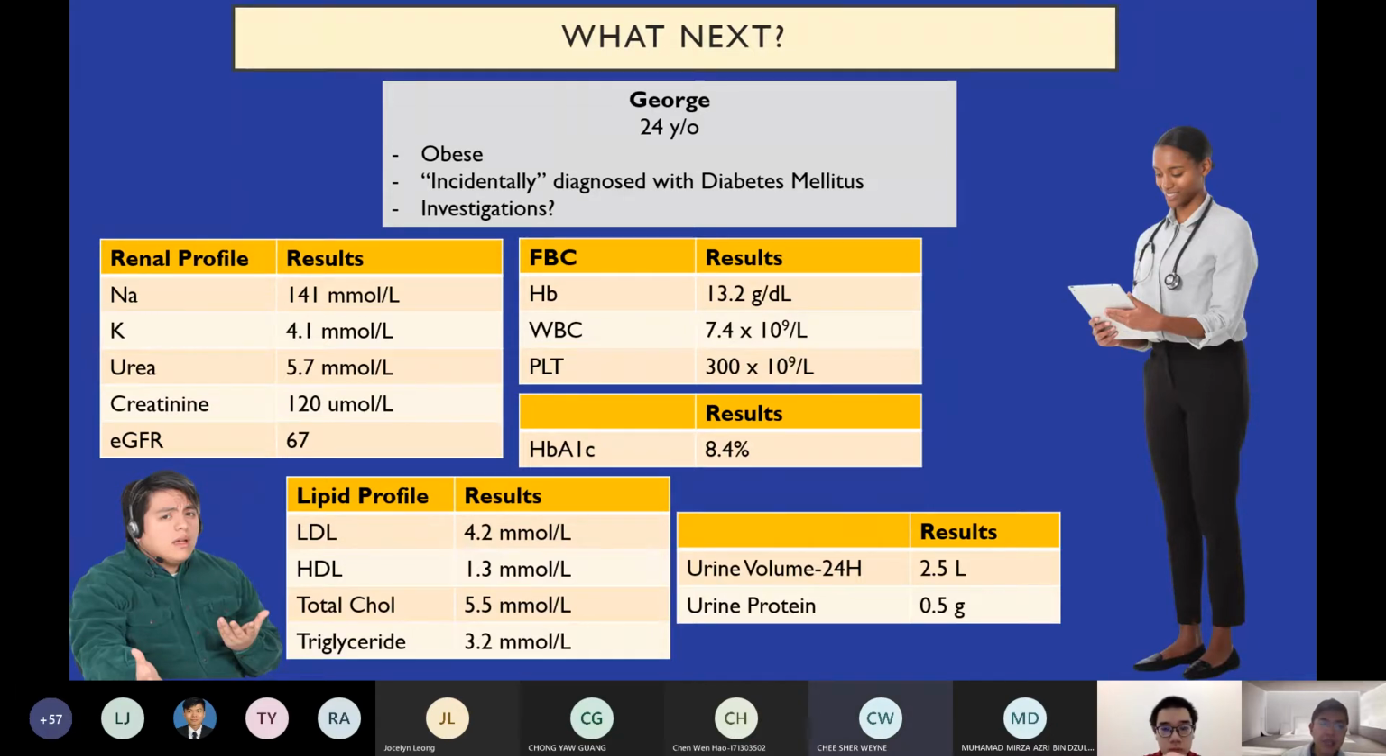So basically, this gentleman, he's not anemic, so his Hb is within a normal range. For a male patient, the Hb should be more than 12. For a female, should be more than 11. Okay. White cell and platelet are within normal range. Okay, sodium potassium isn't an issue. Okay, the urea creatinine is slightly raised.